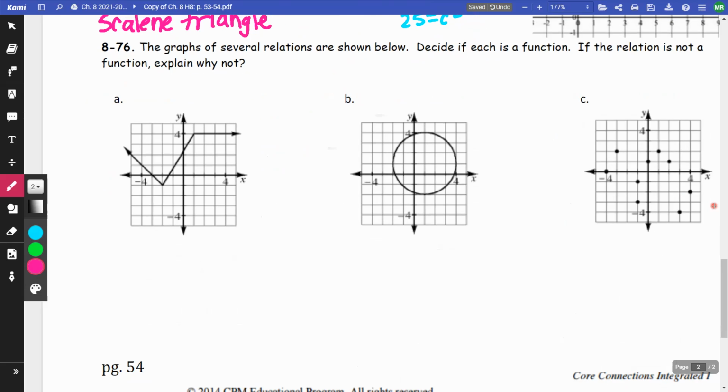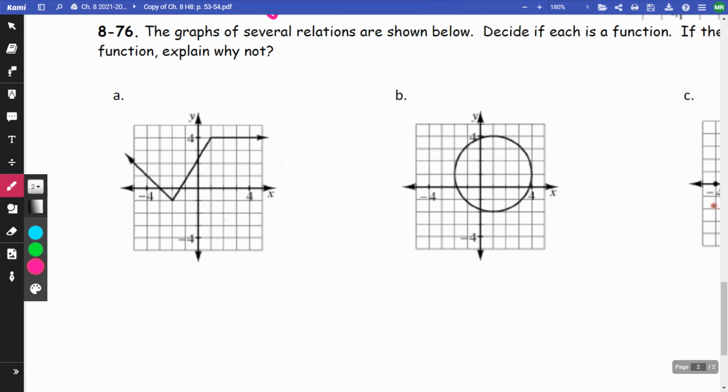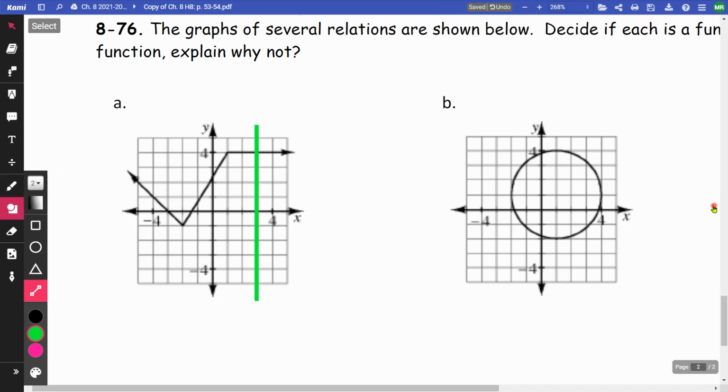On 8-76, we want to decide if these graphs are functions, and if the relation is not, explain why. Okay, so remember, if something's a function, then I can use the vertical line test if I am dealing with a graph. So let me just get a vertical line drawn here. Okay, so that's going to be my vertical line.